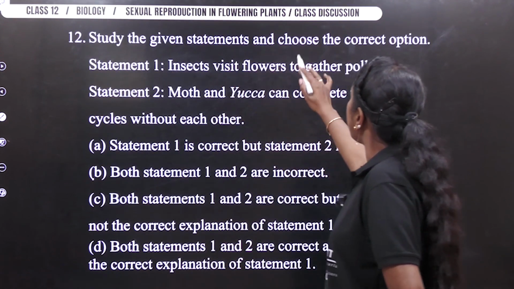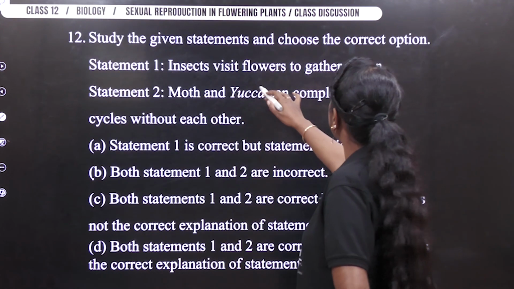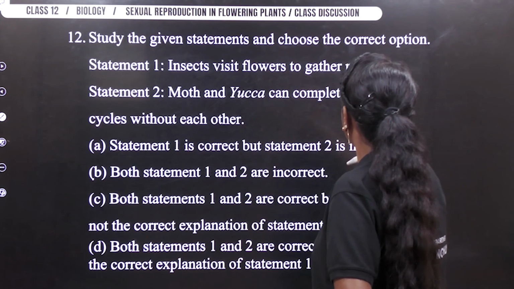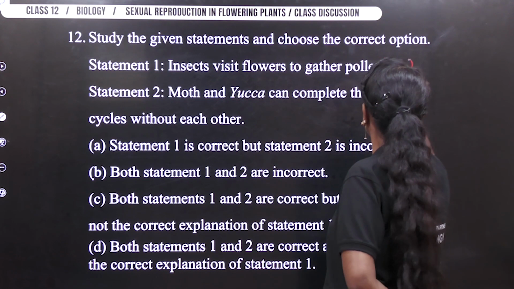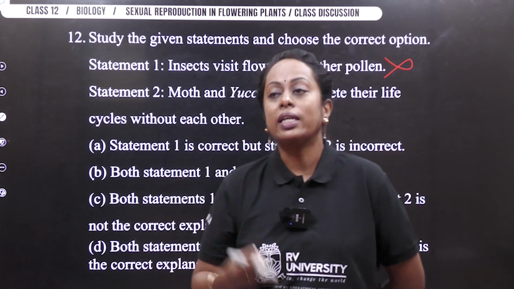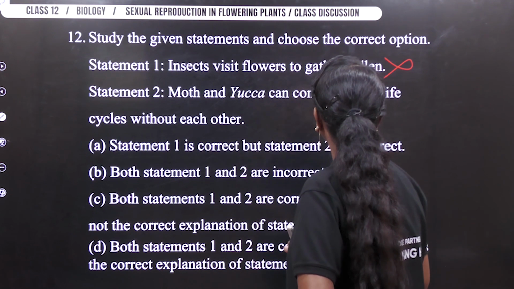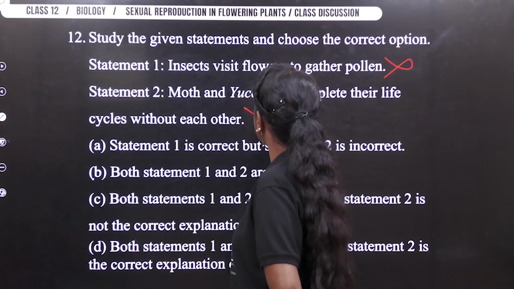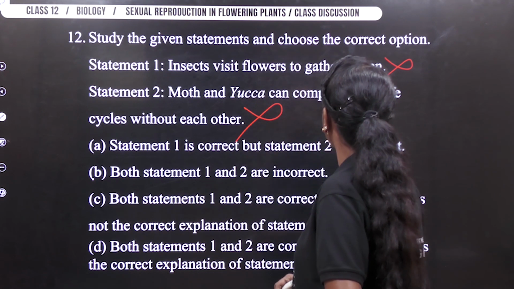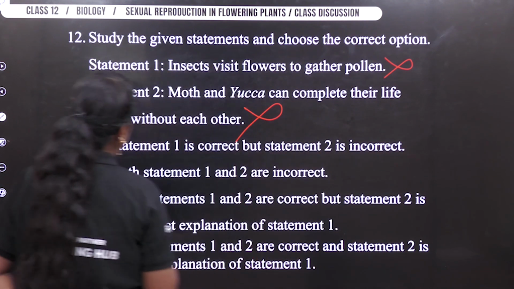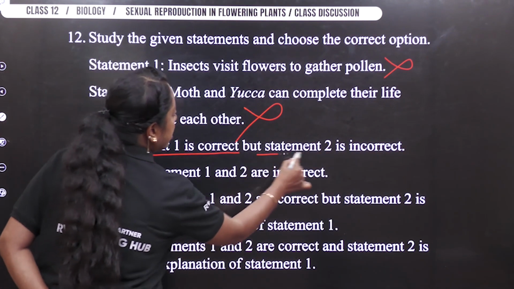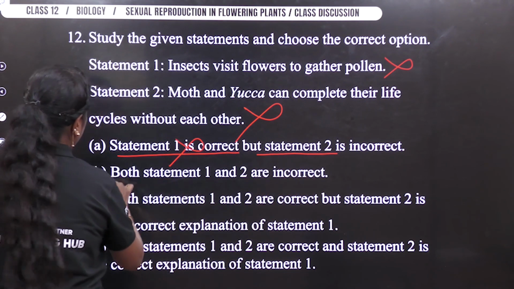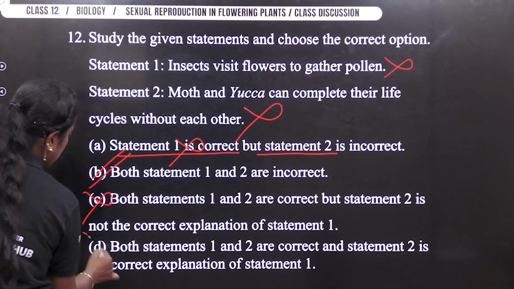Next, study the given statement and choose the correct option. Insects visit the flower to gather pollen grain. Do you think an insect is visiting the flower to gather pollen grain? No. They go there to collect nectar, right? Moth and yucca can complete their life cycle without each other. This is also wrong. So both the statements here are incorrect. So I shall mark the option. Statement 1 is correct, statement 2 is incorrect. This is wrong. Both statements 1 and 2 are incorrect. I'm marking this. So option C is gone, option D is gone.